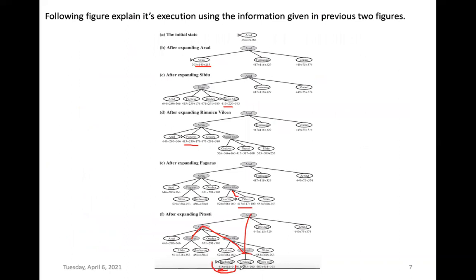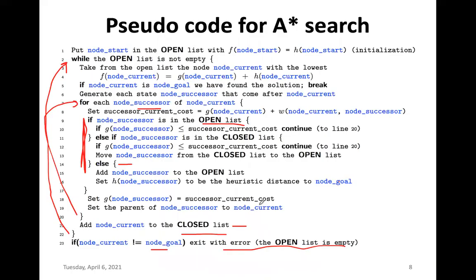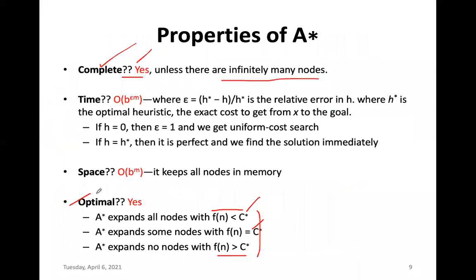There are nodes here with 615 and 607 and 591, but these are not expanded. These are in the open list. These are on the frontier. Expanded ones are these filled circles, which are in the closed list. So optimal is yes.